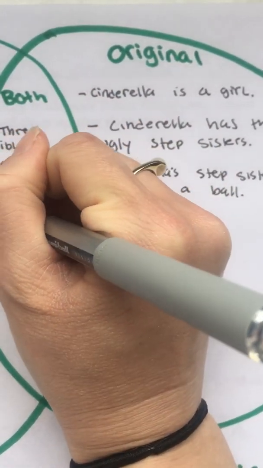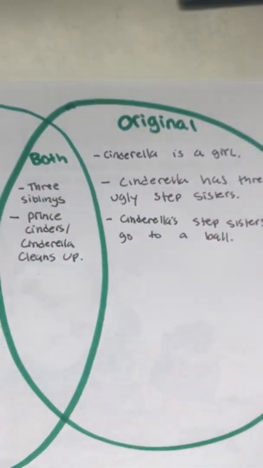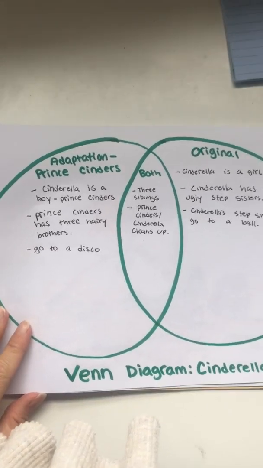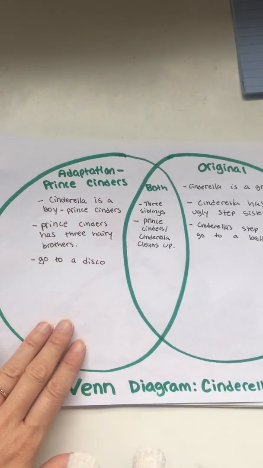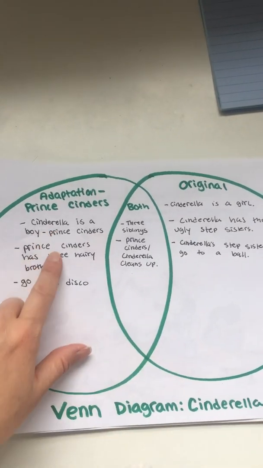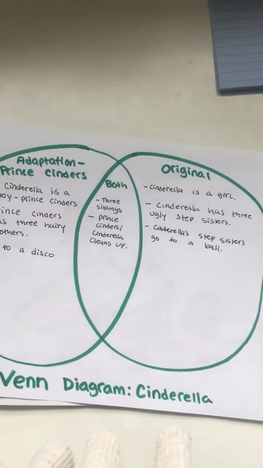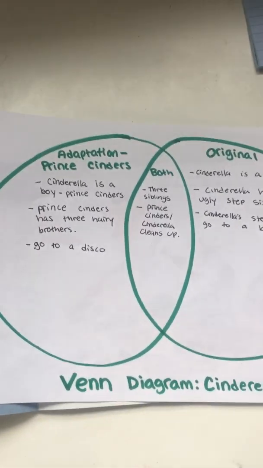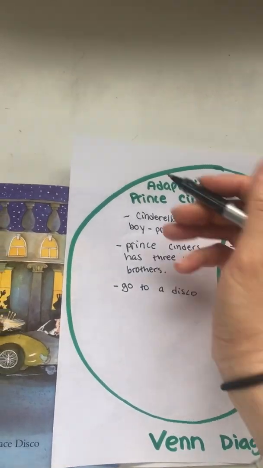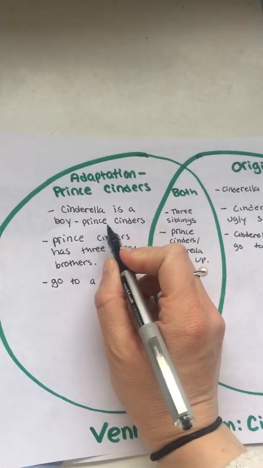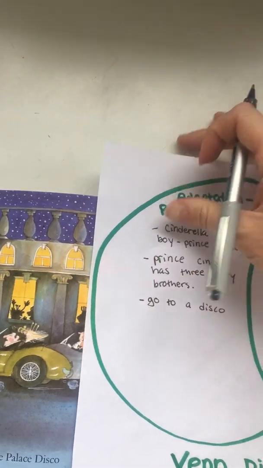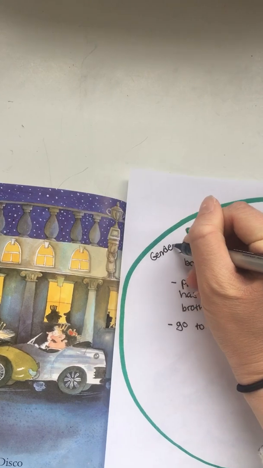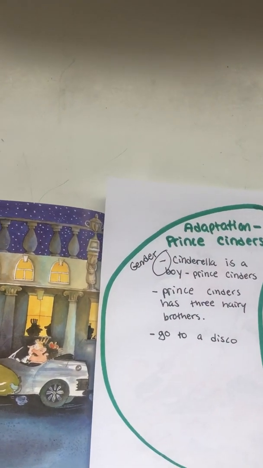Okay, so I'm going to keep doing this same work as I continue to read the book, and then I'll have a Venn diagram with a lot of similarities and differences between the adaptation and the original. When I finished reading the book, I'm going to look through some of the changes that the author made, and I'm going to categorize them. So I'm going to say this, Cinderella is a boy, Prince Cinders, Cinderella is a girl. So I noticed one thing that the author changed here was gender. So I'm going to write gender. And I can circle these two, gender.